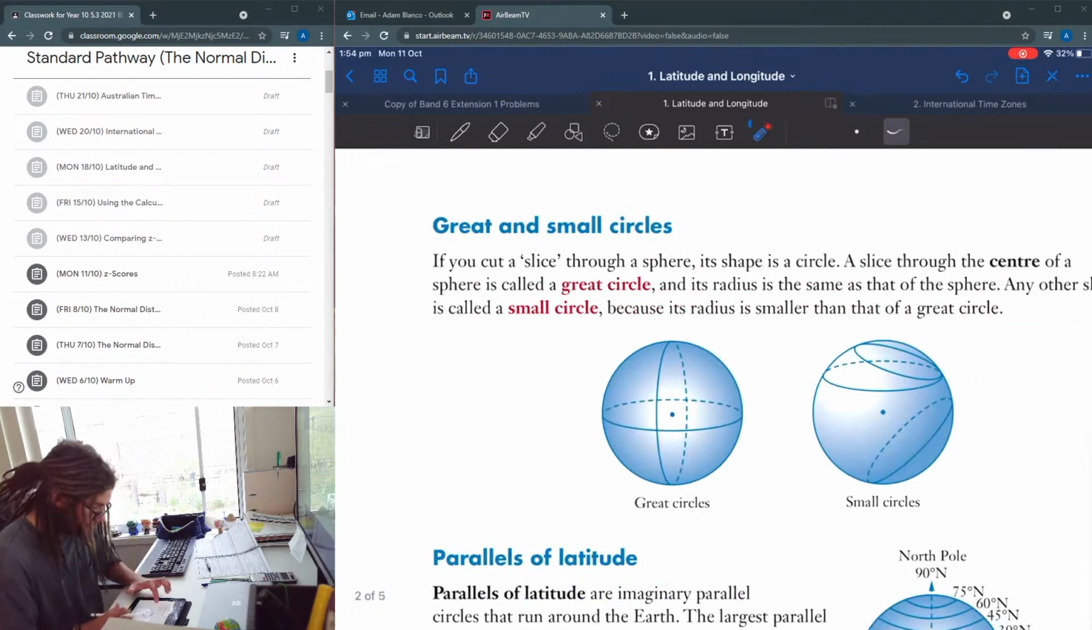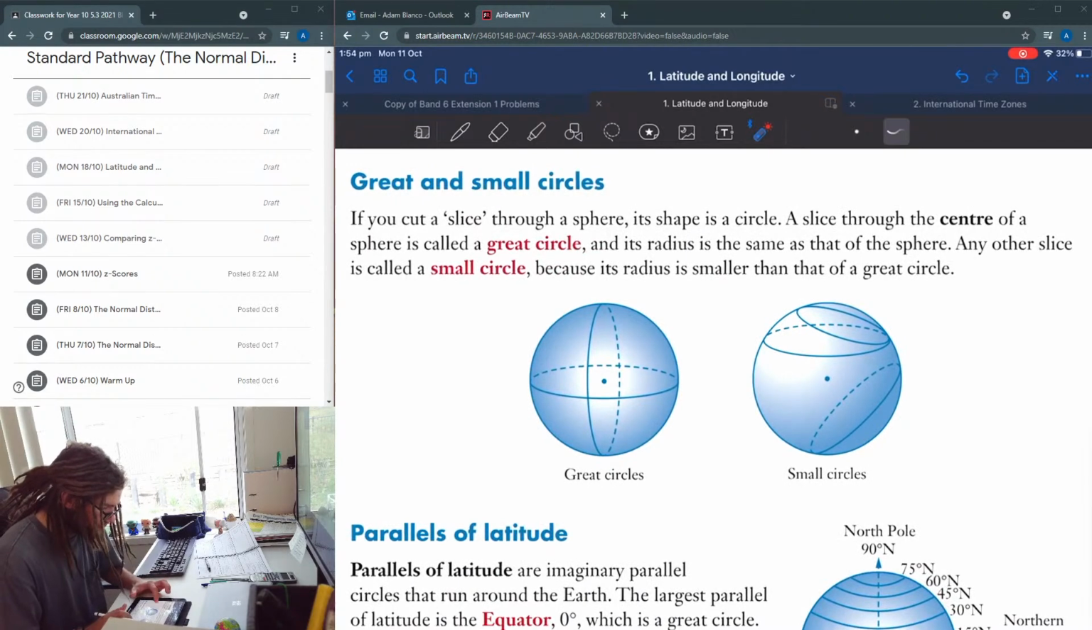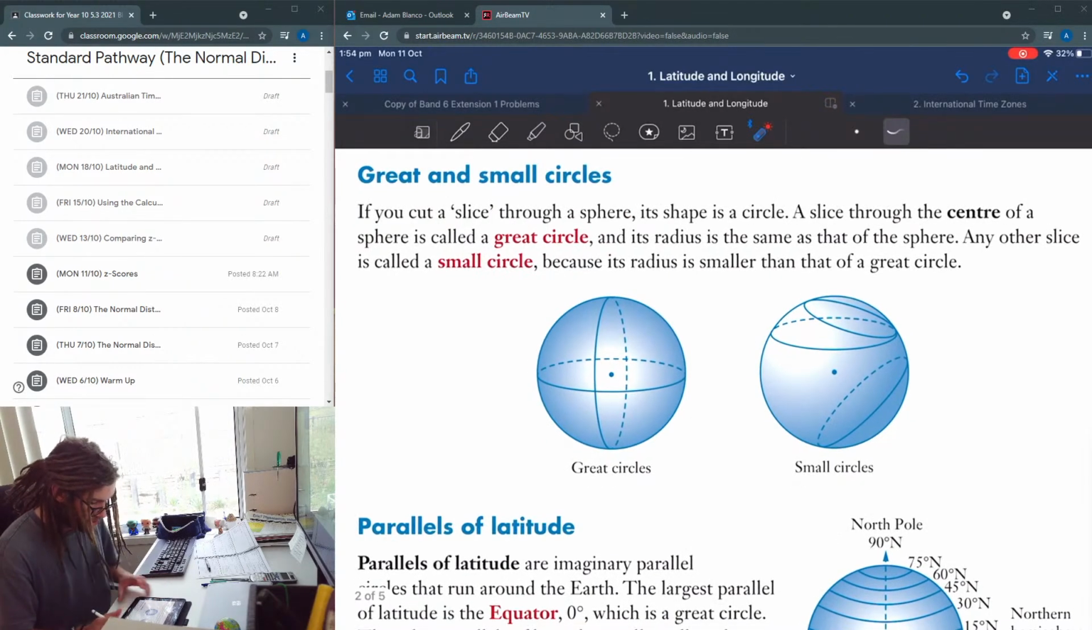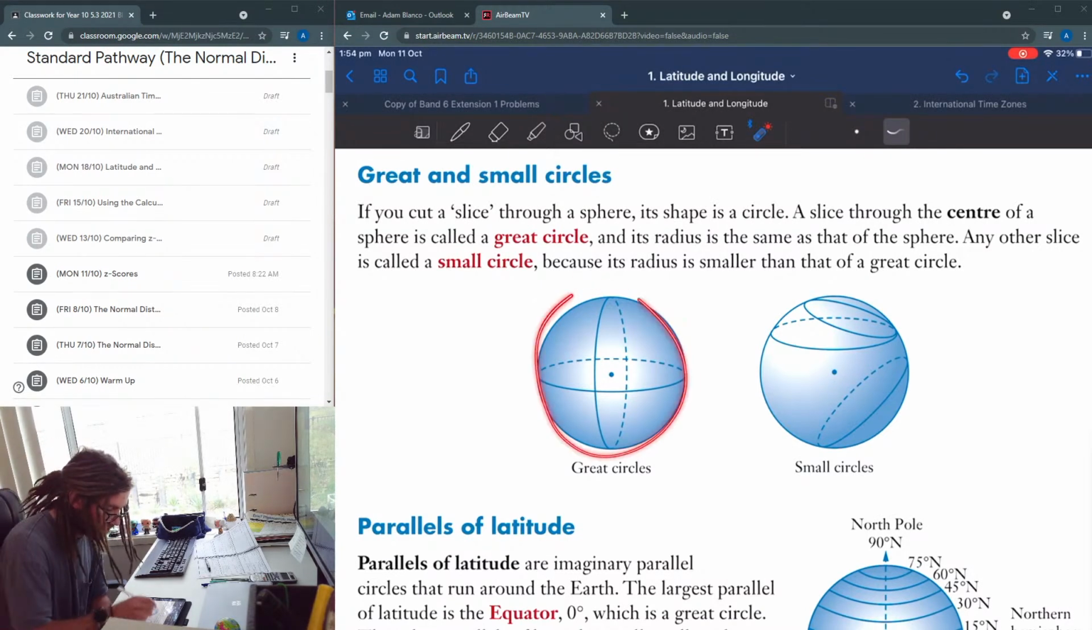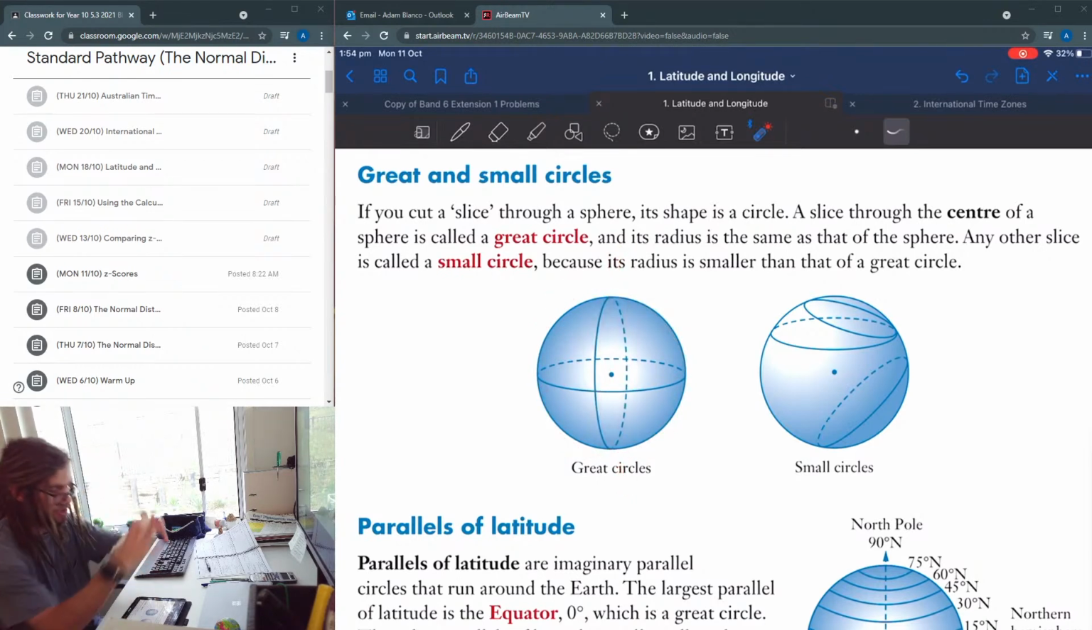All right. One thing that the textbook goes over, which isn't really that important, so I won't spend too long on it, is great and small circles. A great circle is just the biggest circle you can make by cutting a sphere. If I get a sphere and cut it down the middle, that's the biggest circle I'm going to be able to make. Imagine I literally cut it in half. It's this face, the circle.